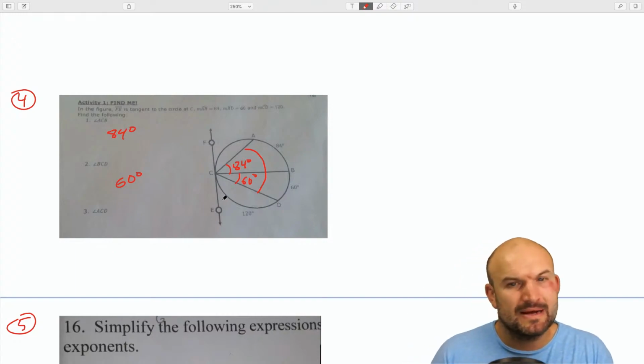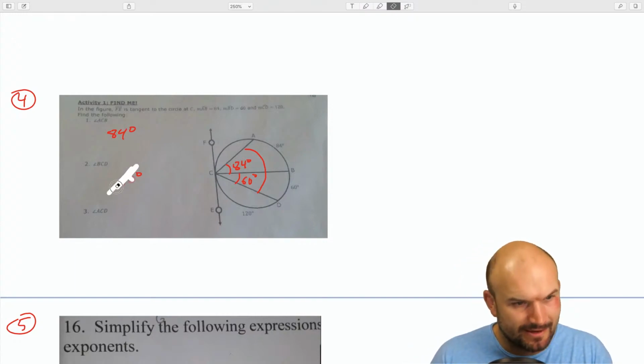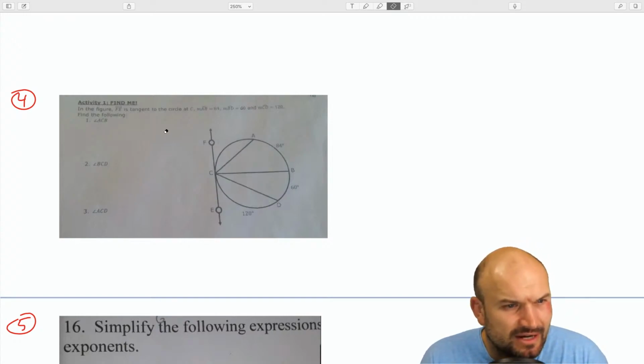dang it, I don't remember my geometry. I'm gonna have to go back to this. I should have looked at this one before I did it. Figure FE is tangent to the circle, MA is 84, CA is 60, and CD, that's going to be 120. And yeah, they're going to add up to 360.